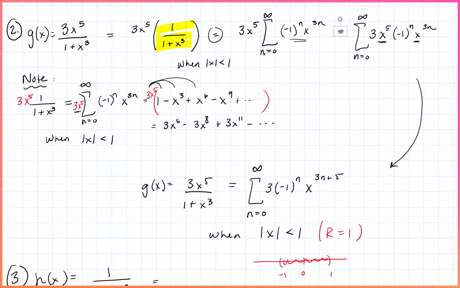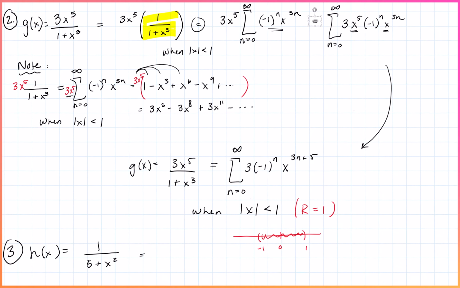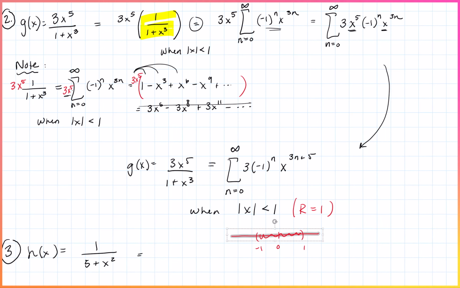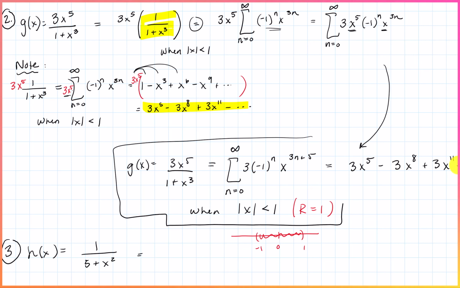And if we were to write this out, just to show that this will be the same as what we did here with the polynomial, we've got this polynomial right here. So let's just show that our power series that we've just done does represent that. When n equals 0, we get 3x to the 5th. When n equals 1, we get negative 3x to the 8th, and then positive 3x to the 11th, and so on and so forth. So you can see that you do get that representation of this function by this infinite polynomial, this power series.